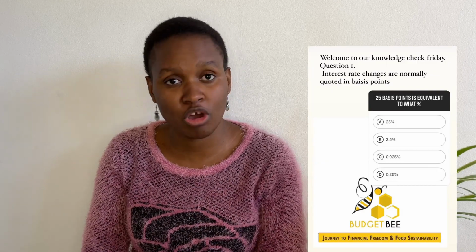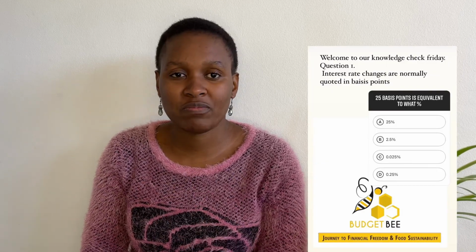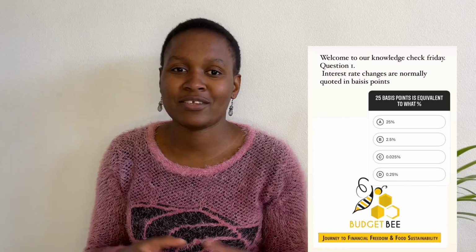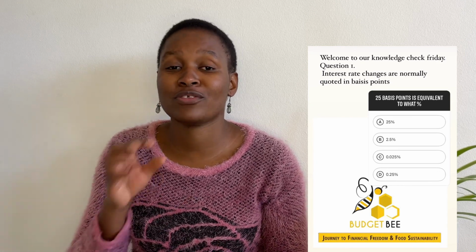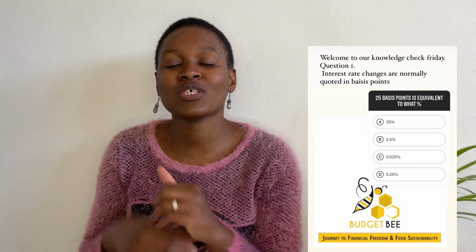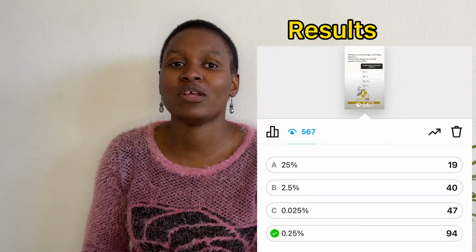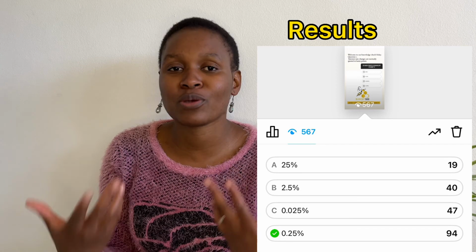Interest rate is normally quoted in basis points when it's being adjusted. For example, in South Africa last week we saw the South African Reserve Bank hiking the interest rate by 50 basis points. So my question was, what is 25 basis points equivalent to in terms of percentages? I had 0.5, 0.25, and 0.025, and the answer was really getting confusing. But to lay some basic rules, 100 basis points is equivalent to 1%. So 25 basis points is equivalent to 0.25%. That's how it's quoted.